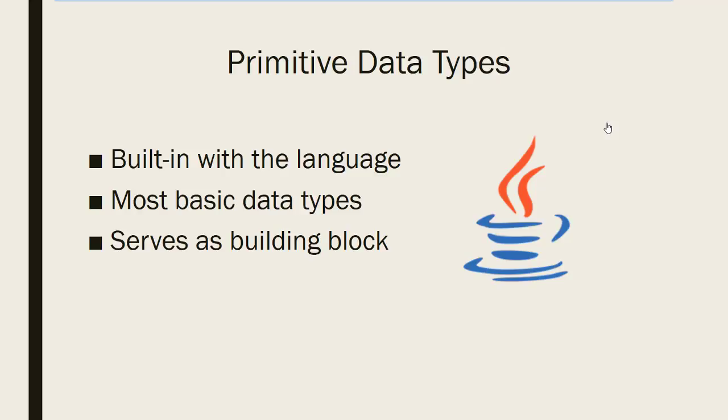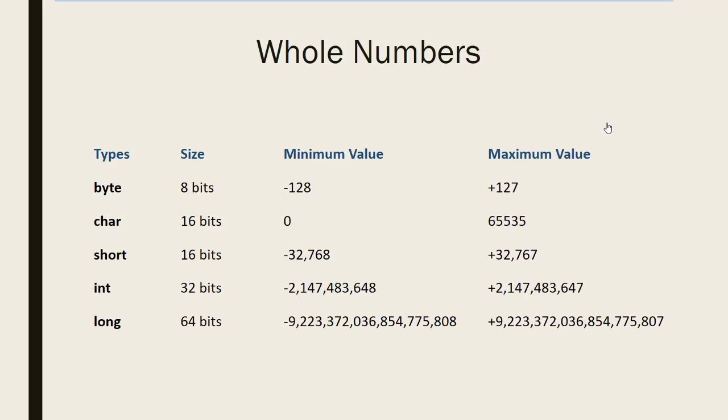They are the most basic data types that can be used right out of the box in Java. These data types serve as building blocks to create much more complex data types. Let us look at the primitive data types built into Java. Let us begin with the whole numbers.